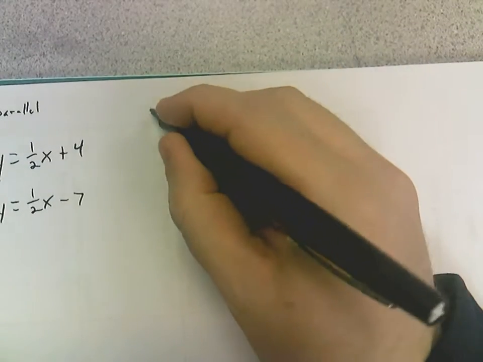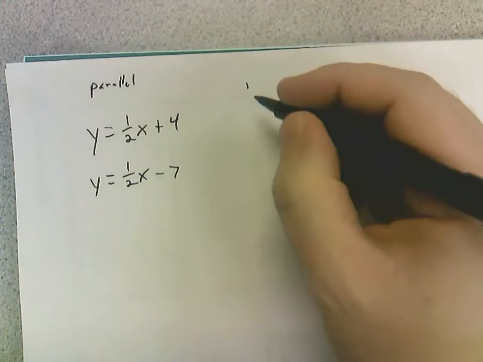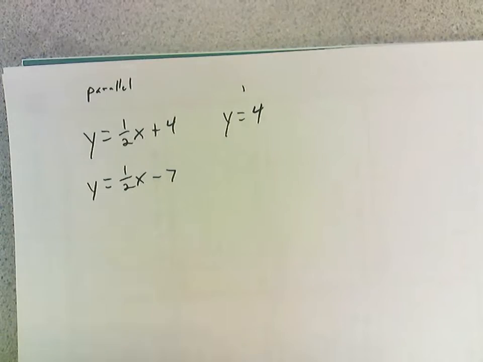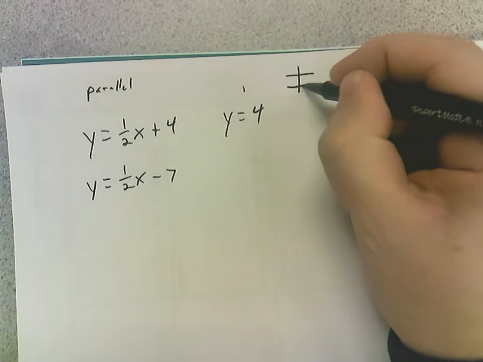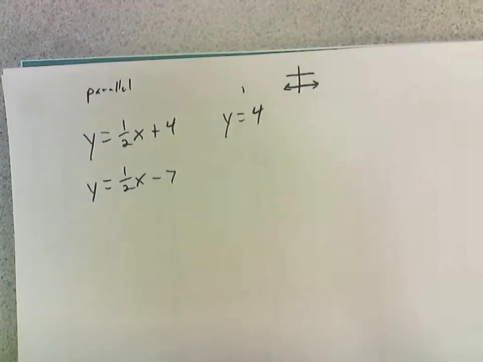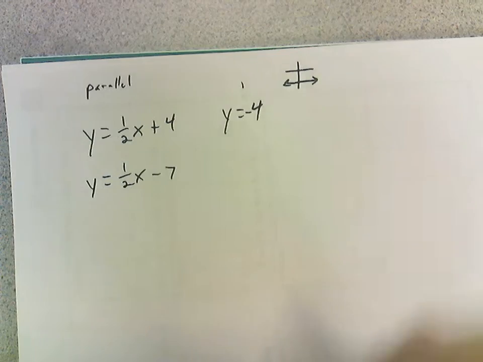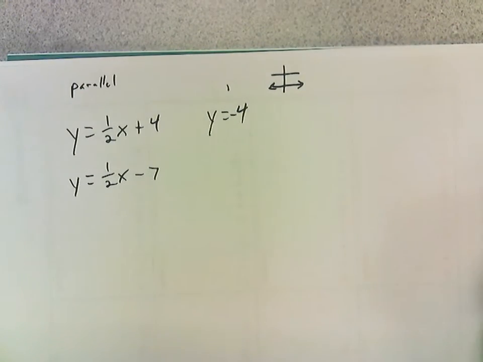Okay, let's do another example. Let's do one of our horizontal lines. So y equals 4. Okay, so if you think about that, that's a horizontal line right there, like 4 on the graph there. Or that's -4. So let's make this -4. So that's just right there at -4 on the graph there.